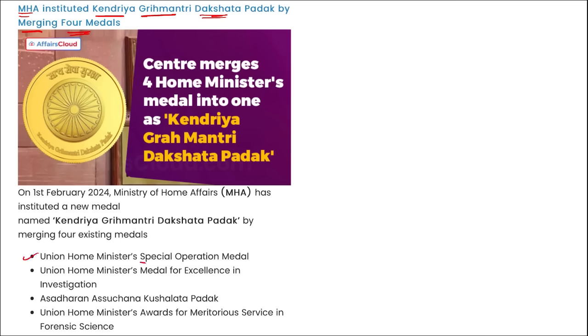Union Home Minister Special Operation Medal, Union Home Minister's Medal for Excellence in Investigation, third, Asadharan Asuchana Kushalta Padak, and the Award for Meritorious Service in Forensic Science. These are the four medals. They were compiled into one, that is Kendriya Grih Mantri Dakshata Padak. Right? Take a note of this.